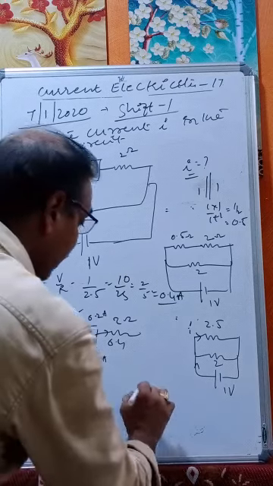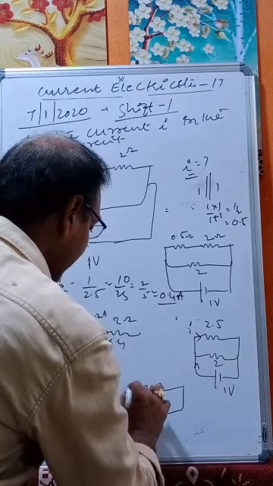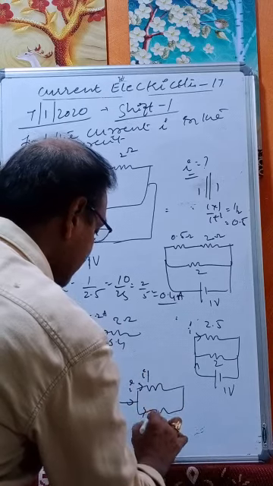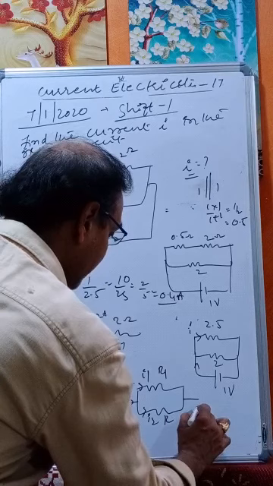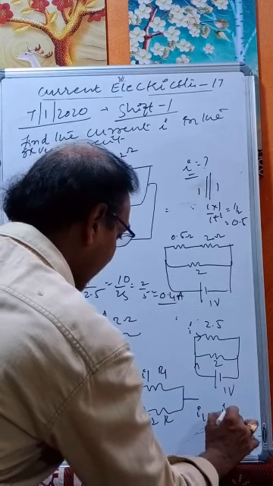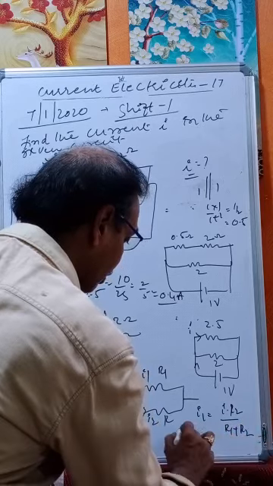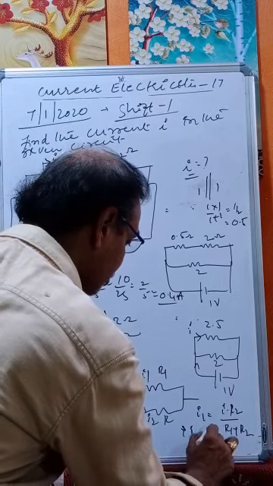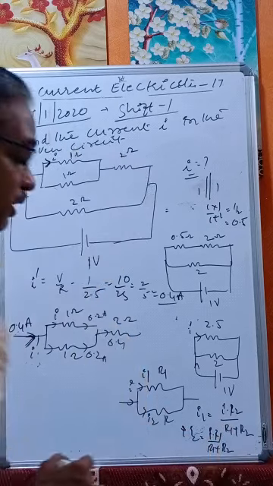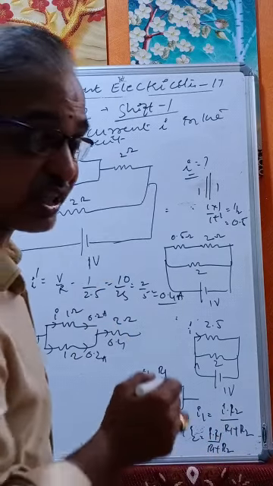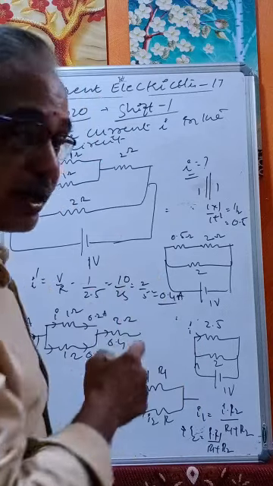I have given you a formula in the previous class also. This is the total current I. This is I1. This is I2. This is R1. This is R2. Then what is I1? I1 is equal to I into R2 by R1 plus R2. And I2 is equal to I into R1 by R1 plus R2. These are the current division formulas we have discussed after completion of series combination and parallel combination.